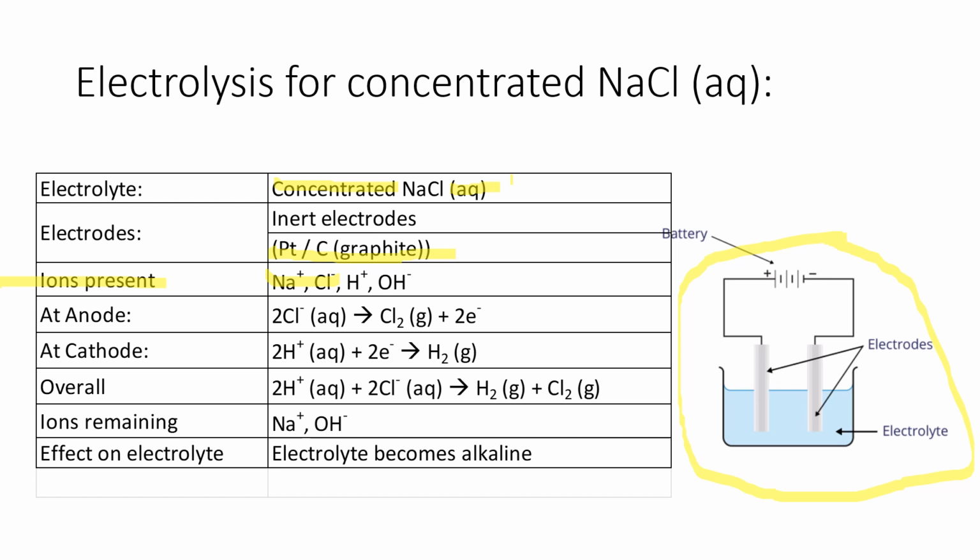Then we write the equation at the anode and at the cathode. At the anode this time, because it's concentrated, 2Cl minus AQ arrow Cl2 gas plus 2e minus. Then at the cathode, it's the same as the previous one. The overall equation is just combining the two, but make sure the electrons are balanced so you can cancel them out. In this case it's two electrons, so you can remove them directly without multiplying.